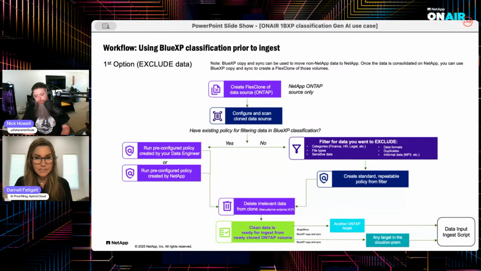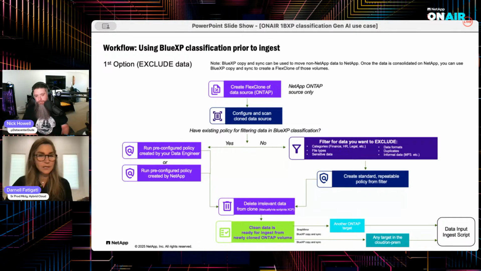If you have an existing policy, just run that existing policy that was created either by the data engineers, who can go in there and create a policy to make it easy for the data scientists, or run a pre-configured policy that is already in there that was created by NetApp. So if you have a policy, do that.